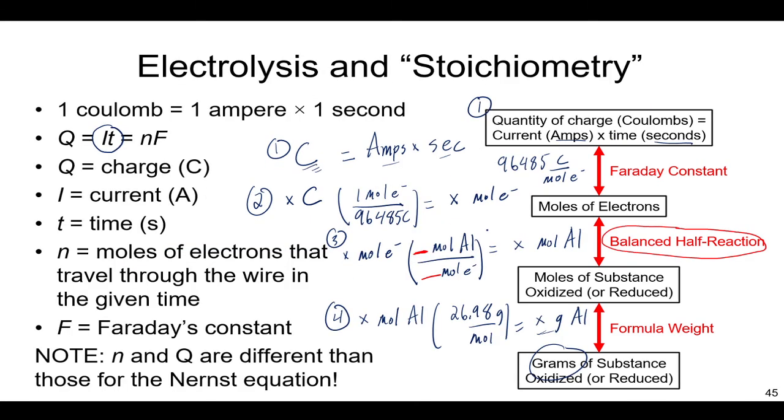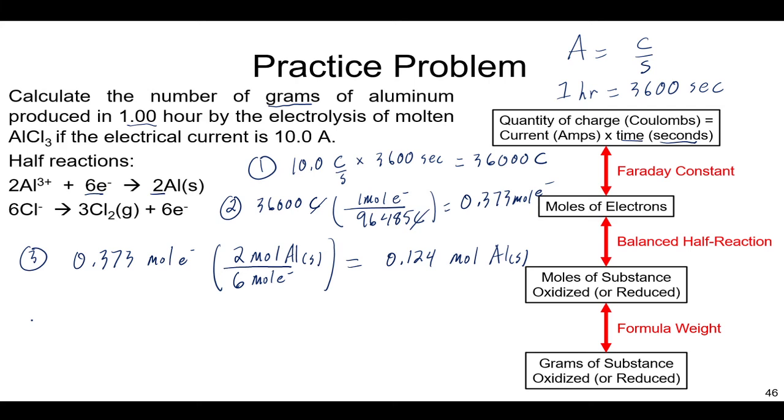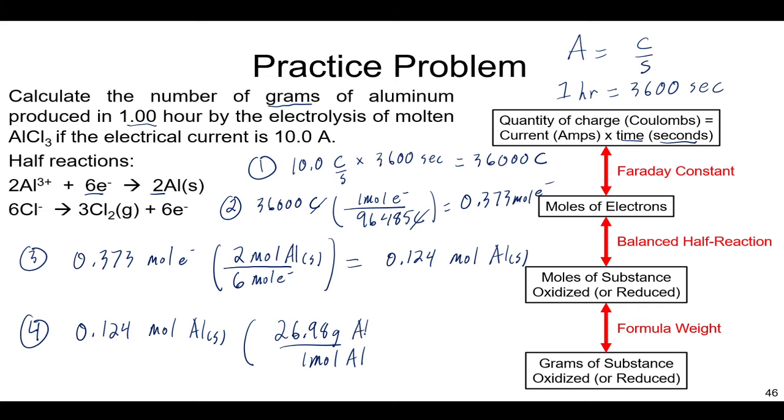Okay, so those are the first 3 steps. The last step, I think, is the easiest. You take this moles of aluminum and multiply it by the molar mass for aluminum, 26.98 grams per mole. And this should give you 3.36 grams of aluminum, which would be the final answer here.